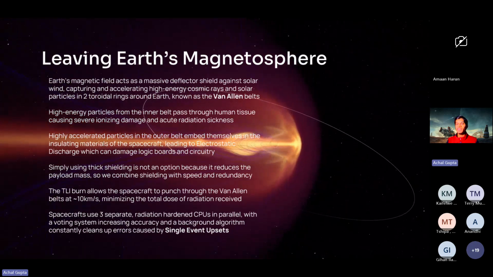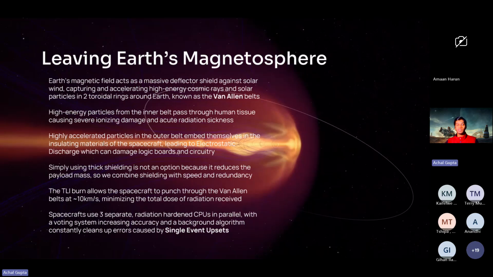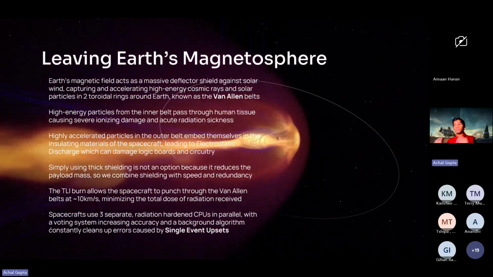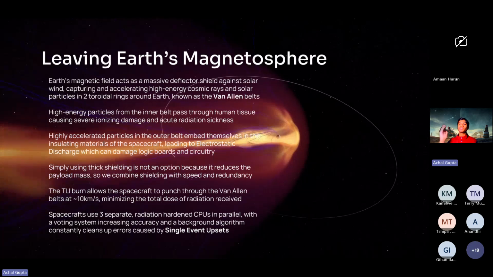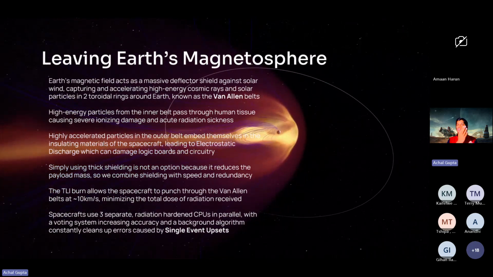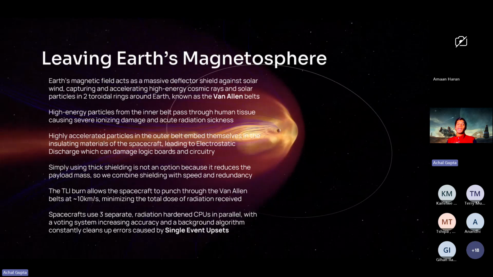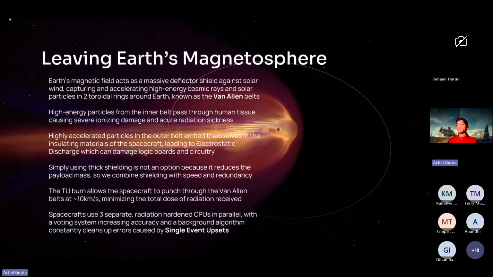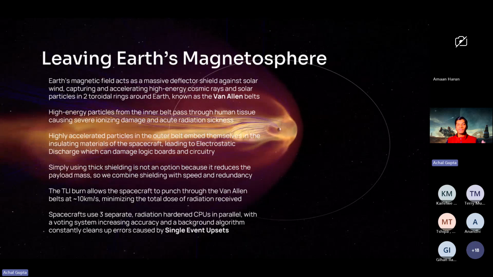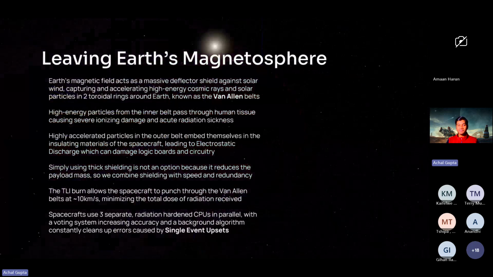Now, like I mentioned before with the heating issue, shielding is not an option because we're trying to save on the mass we have. So the goal here is the TLI burn will be timed such that we basically punch through this layer, right? So we're not spending a lot of time at this boundary in the Van Allen belts, and we're saving ourselves, saving our lives, and this reduces the total amount of radiation we've received.